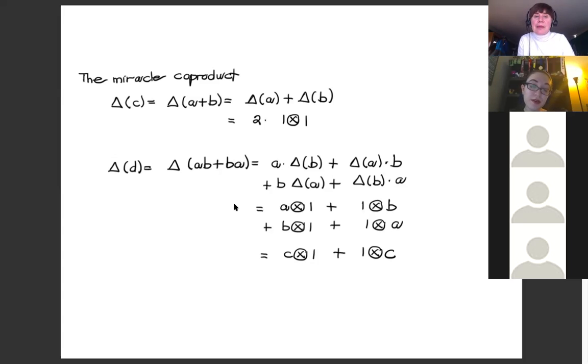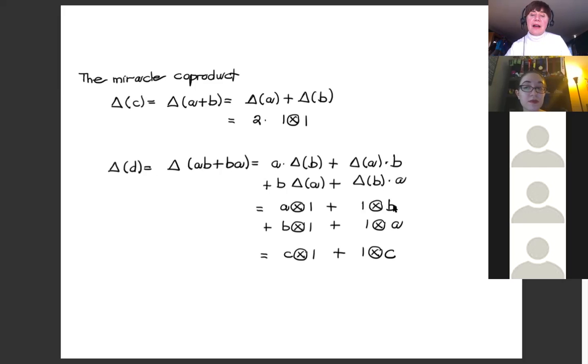So remember, C was A plus B. So the coproduct applied to A, cover up the A, you're left with 1 tensor 1, plus the coproduct applied to B, that's also 1 tensor 1. So we get 2 times 1 tensor 1. Same thing with the coproduct applied to D. So D is AB plus BA. And again, we're going to use the product rule. So it's going to be the coproduct applied to AB is A times delta of B plus delta of A times B. Apply the coproduct to BA: B times the coproduct of A plus coproduct of B times A.